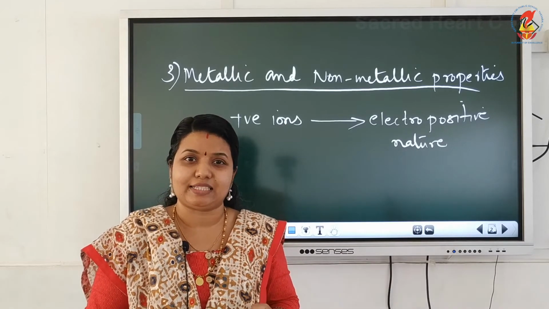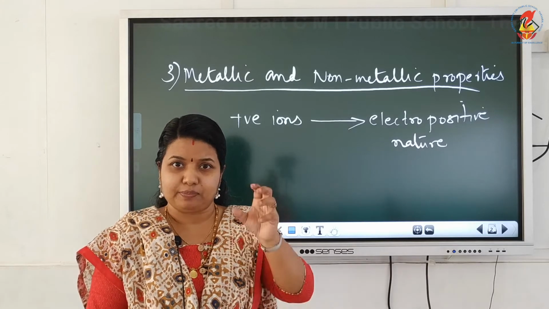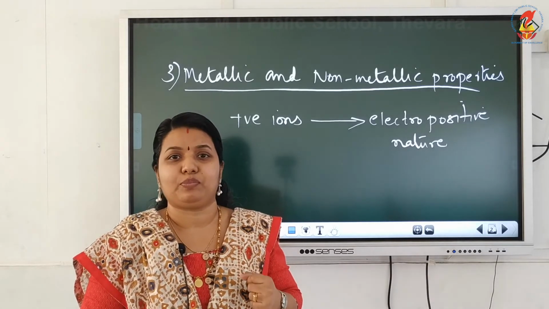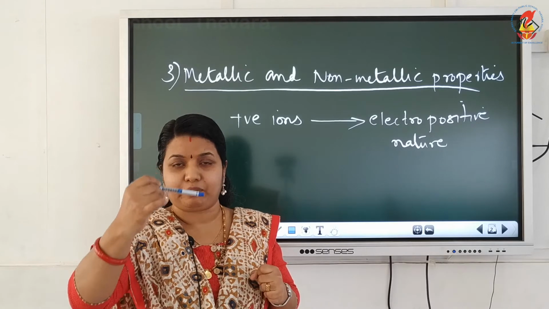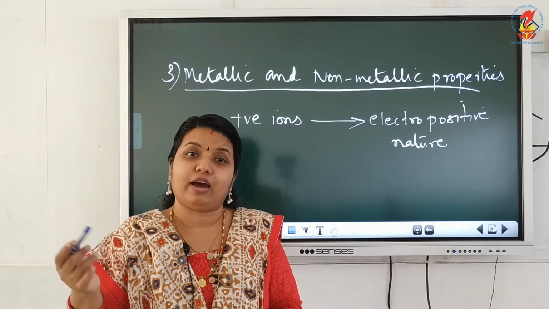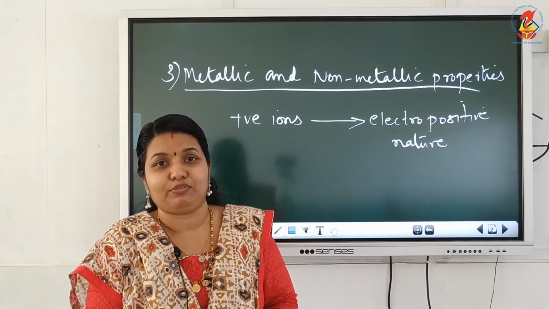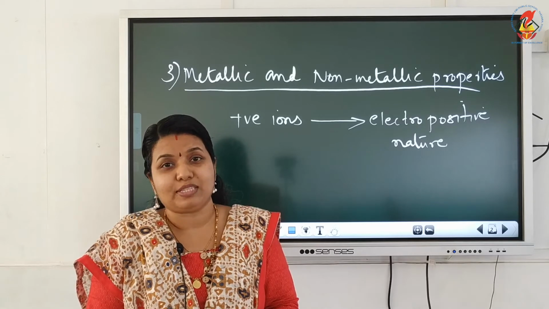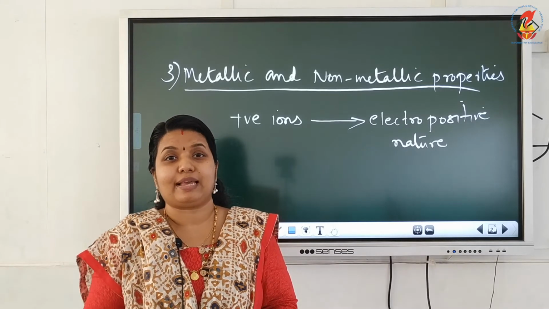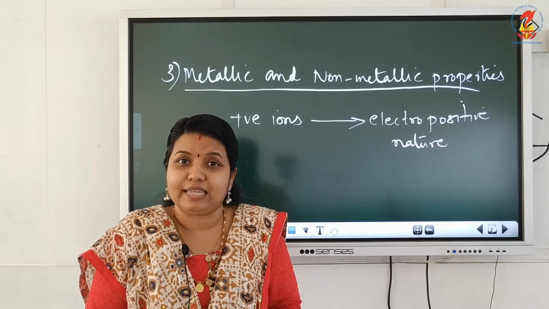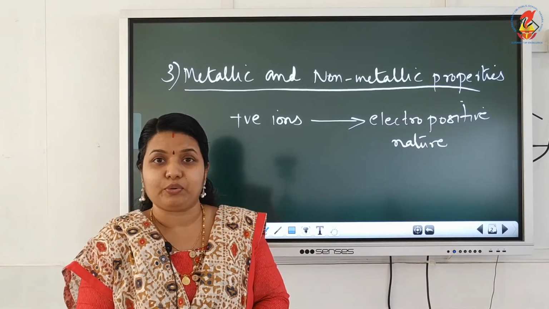Metallic character increases down the group because the effective nuclear charge, the pull of the nucleus experienced by the outermost electron, will be less. As you move from one element to the next, the outermost electron becomes far away from the nucleus. So, those electrons can be lost easily. The nucleus will not have that much effect on the outermost electron as the size increases. Losing electrons, that tendency is called metallic character.